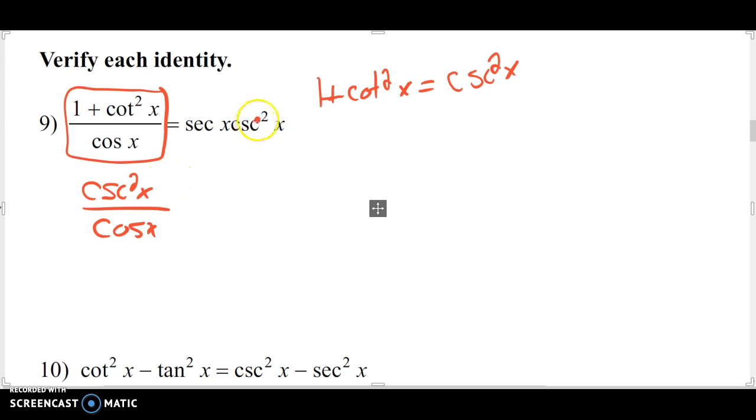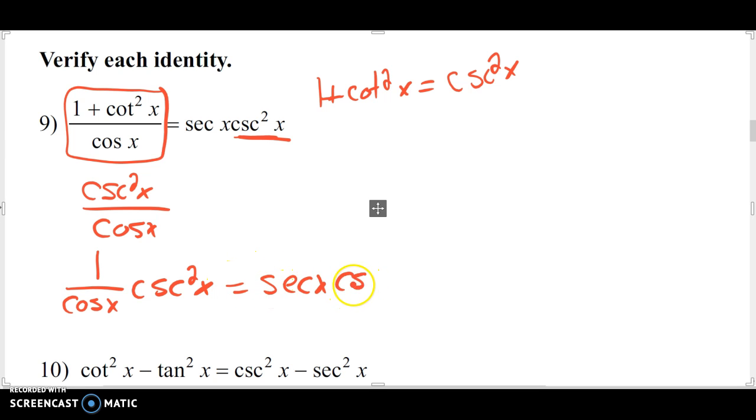Now that helps us get our cosecant squared of x. We also need to get secant of x. Well, we already know that if I rewrite this, you can better see it. 1 over cosine is secant, so I can change this to secant of x, cosecant squared of x.